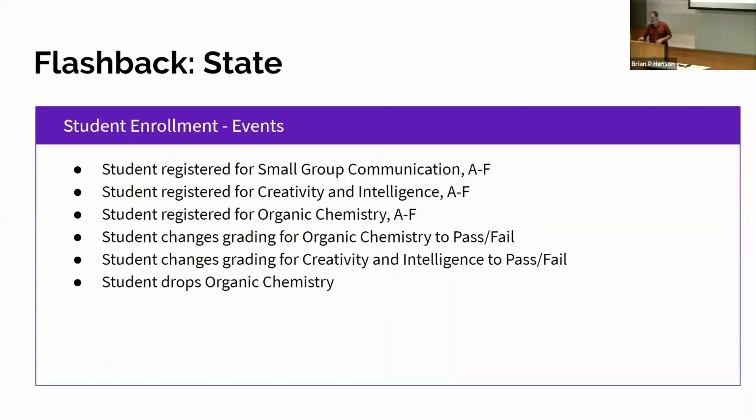If we think of our student, we could then query the table as it appeared at any of these steps, right? So if we went back 5 minutes ago, we would see that they just registered for organic chemistry. And if we went back 4.5 minutes ago, we would see that they changed their organic chemistry to pass/fail, and we would see the state of the table at that time.